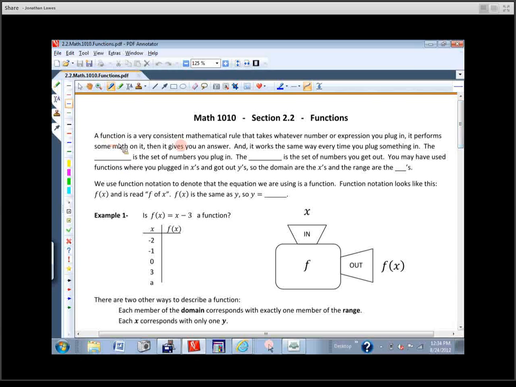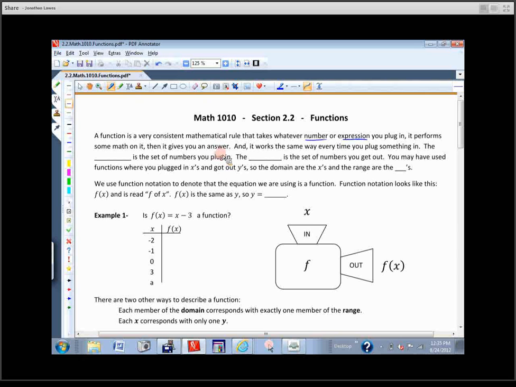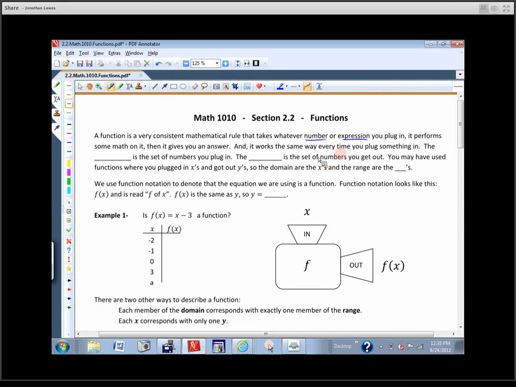A function is a very consistent mathematical rule that takes whatever number or expression. It's possible to plug in either a number or an expression. It gets a little weird sometimes. It does some math on it, for lack of a better way of describing it, and then it gives you an answer. So we dump something in, and it spits out an answer. It works the same way every time you plug something in.